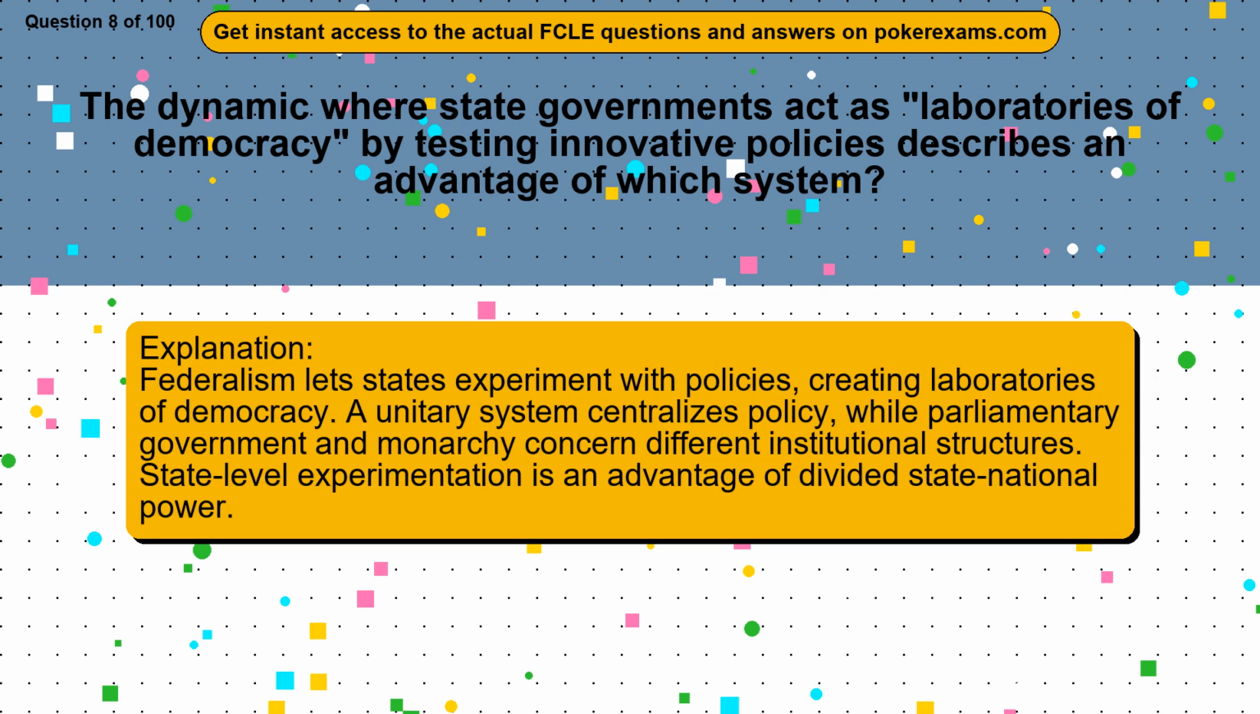Federalism lets states experiment with policies, creating laboratories of democracy. A unitary system centralizes policy, while parliamentary government and monarchy concern different institutional structures. State-level experimentation is an advantage of divided state-national power.